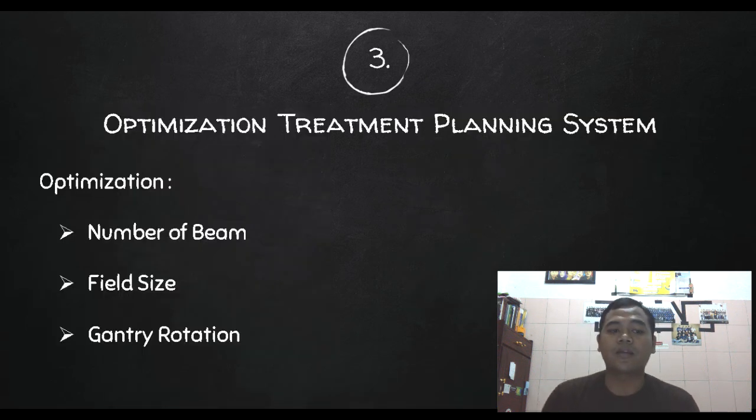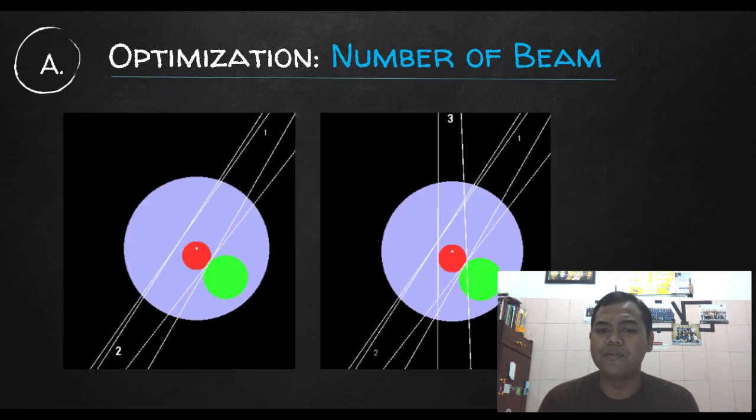And the last subtopic is about the optimization of the treatment planning system. The important thing about optimization is maximizing or minimizing some function relative to some set, often representing a range of choices. The function allows comparison of the different choices for determining which may be best.